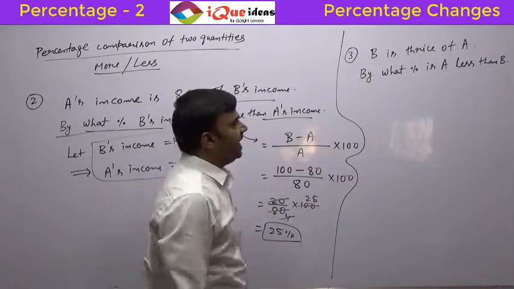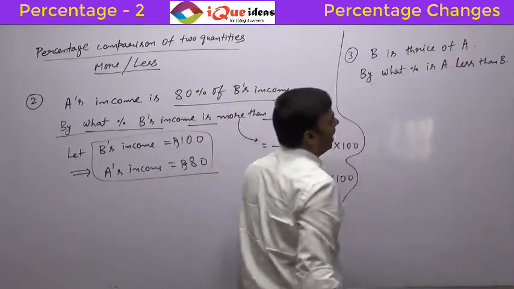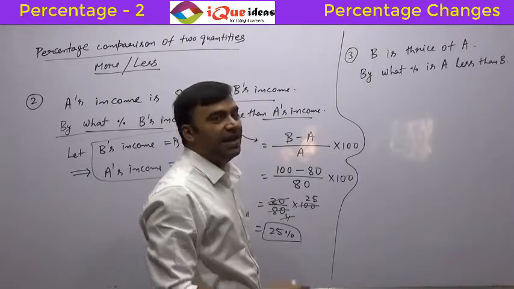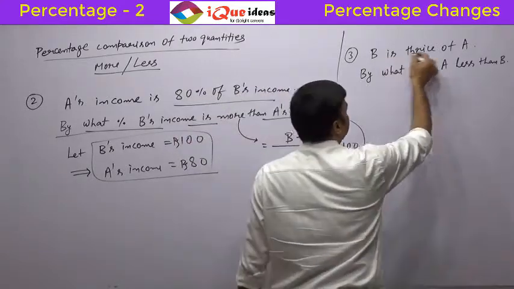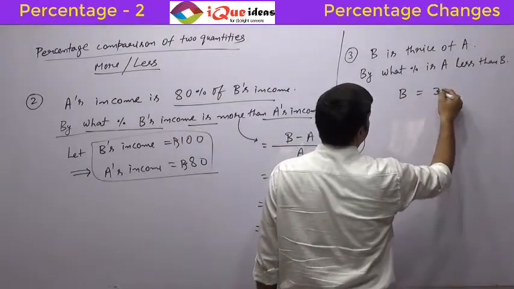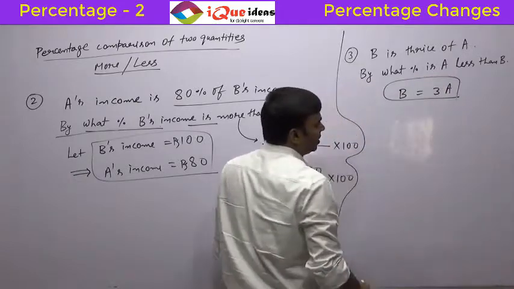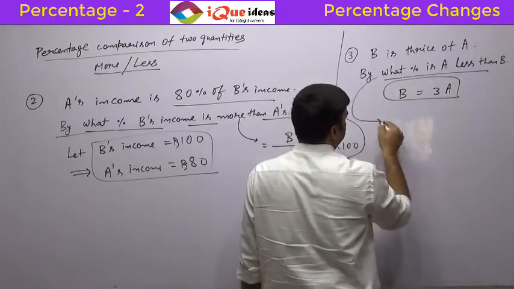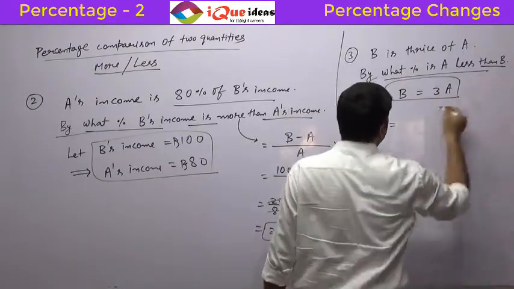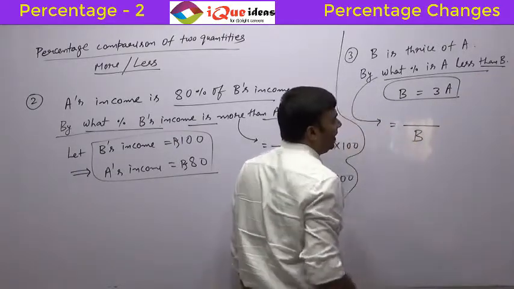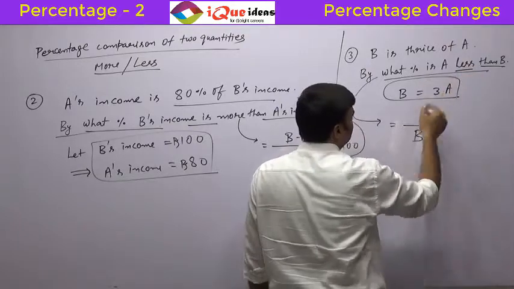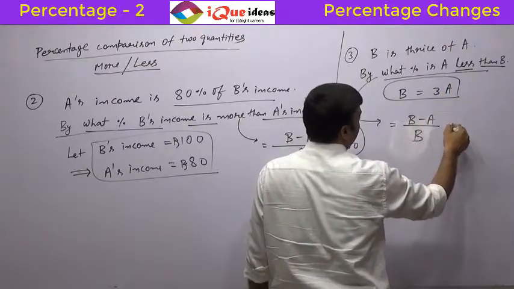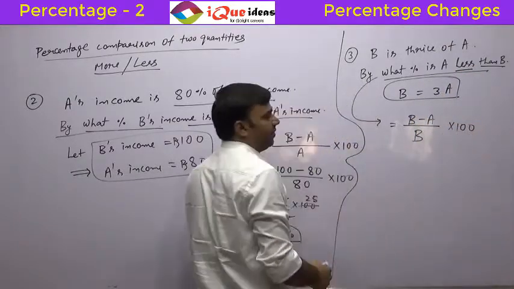Now this question: B is thrice of A. By what percentage is A less than B? Right? So B is thrice of A means B equals 3A. The question is, by what percentage is A less than B? So for this question, the answer will be directly after "than", B. So in the denominator we will have B, and A is less than B. So the difference value, B minus A, into 100. This is what we have to calculate.